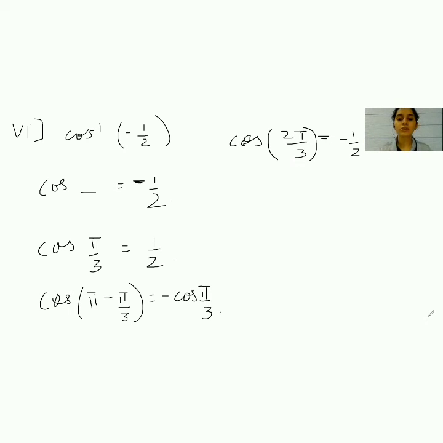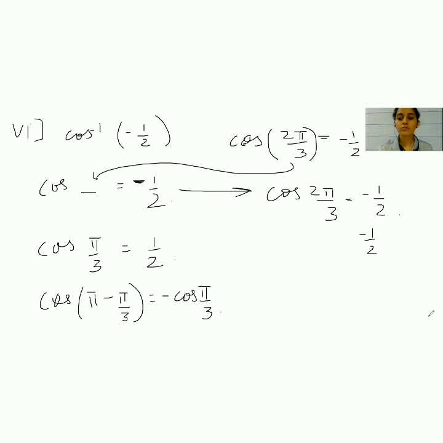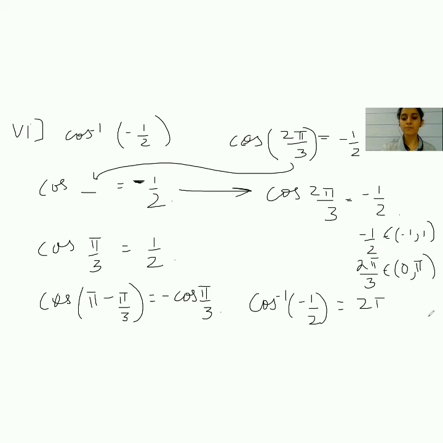So now I have got the theta value which will give me minus half, right? So we'll fill in this 2 pi by 3 over here. So this step will become cos of 2 pi by 3 is equal to minus half. Now let us check whether it's lying in the range and domain. So minus half belongs to minus 1 comma 1, and 2 pi by 3 does belong to 0 comma pi, right? So it is falling in the range and domain of our cos function. So the cos inverse exists. So cos inverse of minus half is equal to 2 pi by 3. Okay, this is our question 1.